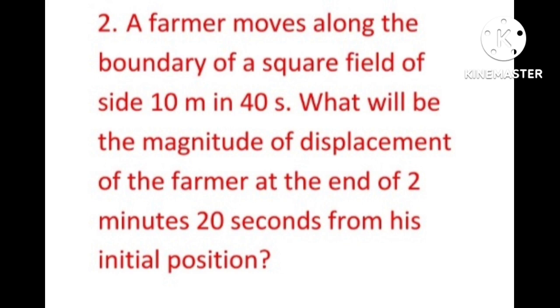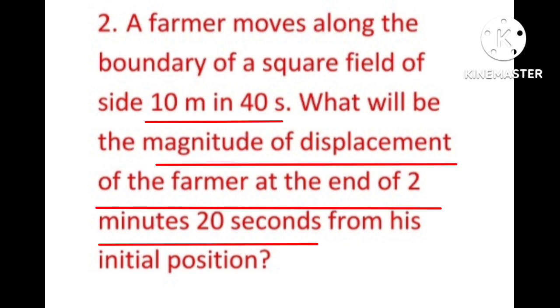This is a numerical problem. The question is, a farmer moves along the boundary of a square field of side 10 meter in 40 seconds. What will be the magnitude of displacement of the farmer at the end of 2 minutes 20 seconds from his initial position?